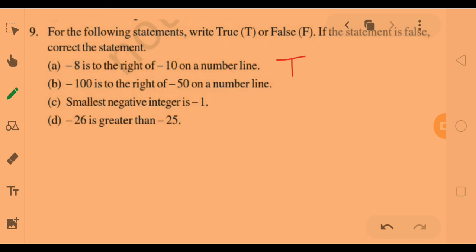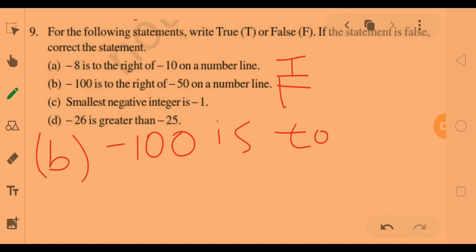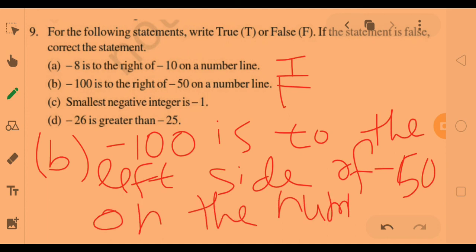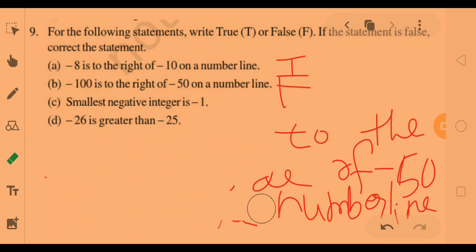Then next one, it is given: negative 100 is to the right side of minus 50. Negative 100 is not on the right side of minus 50, so it is a false statement. Now we have to write it correctly. So how do we write it? We write that minus 100 is to the left side of minus 50 on the number line.